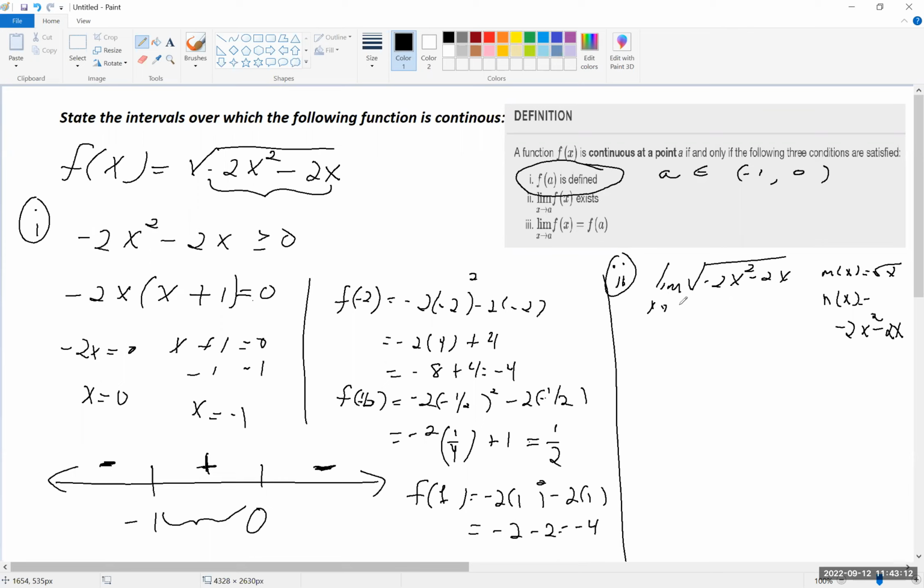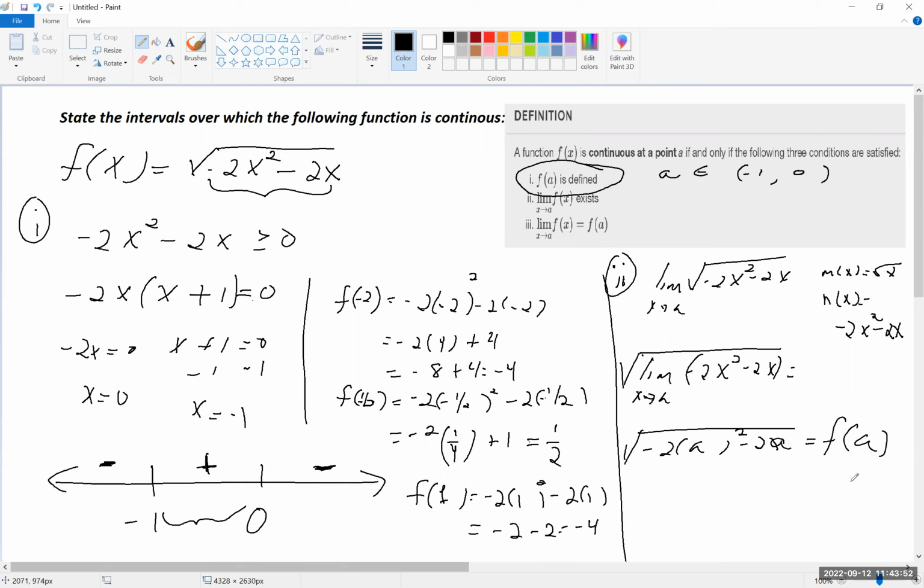So as x approaches a, I've got to bring this out, and then I need to find the limit of -x squared -2x as x approaches a. And of course, this is a polynomial, so its limit is going to be, we basically plug in a, which is also equal to f of a. So we also kill two birds with one stone. That's a check of 3. So it exists, and it's also equal to f of a. We've got one last thing to check.